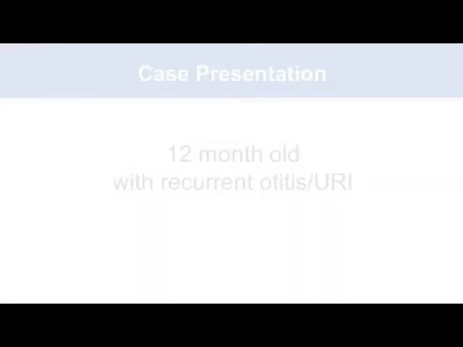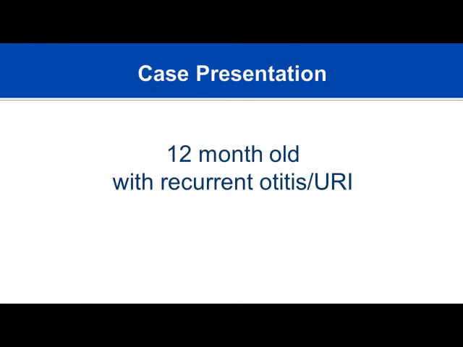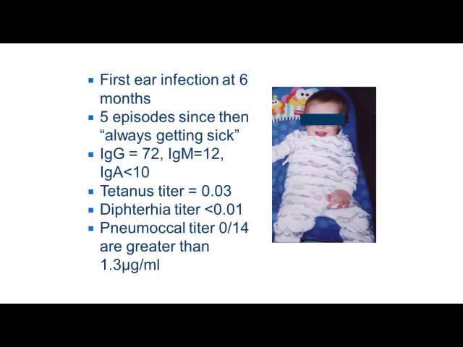So I'd now like to move into the indication which I personally focus on most, which is primary immune deficiency, and would like to get into a case presentation. This case involves a 12-month-old with recurrent ear infections, otitis, and upper respiratory tract infections. And here he is depicted on this next slide. He had his first ear infection at 6 months of age. He had 5 episodes since that time, and his mother claimed that he is always getting sick.